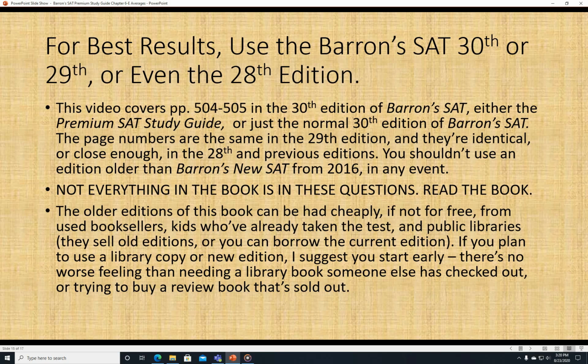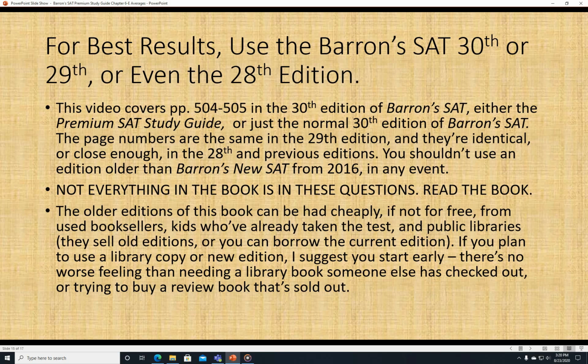Not everything in this book is in these questions. Do read the actual chapters out of the book. The older editions of this book can also be had cheaply, if not for free, from used booksellers. Kids have already taken the test in public libraries. They sell old editions really cheaply.